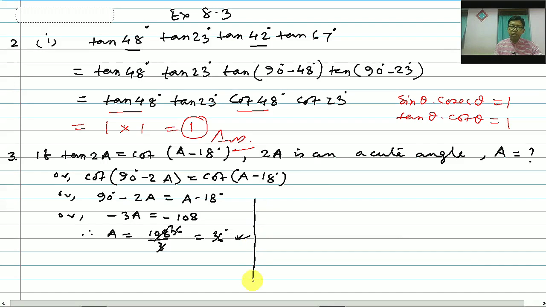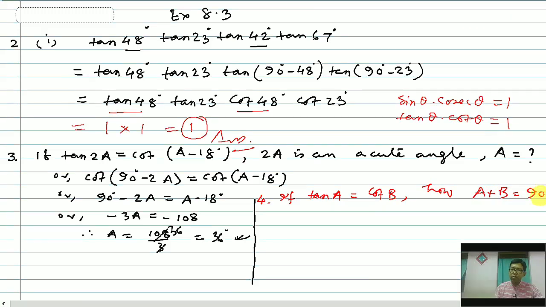The last question please. The last question is from question number 4. Question number 4 tells us, if tangent of angle A is equal to cotangent of angle B, then show that A plus B is equal to 90 degree. So how to show this one?